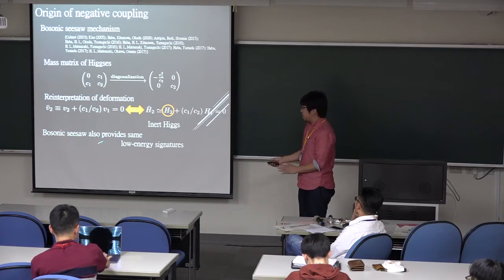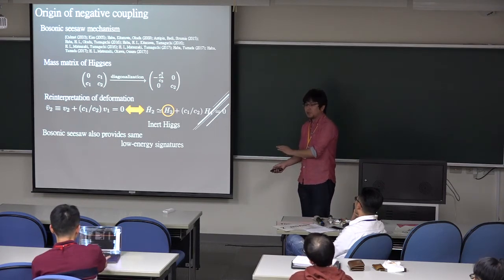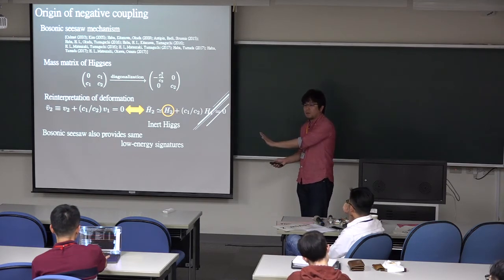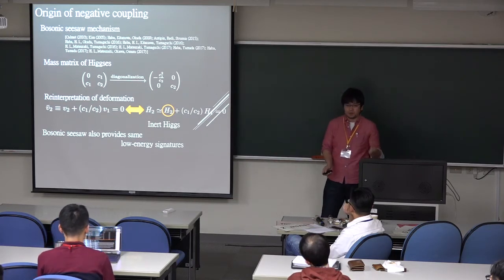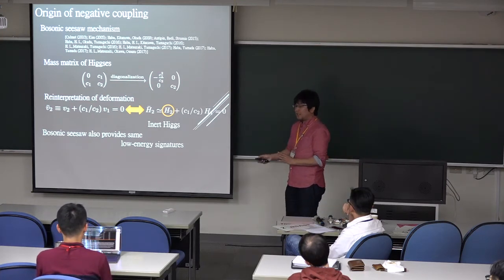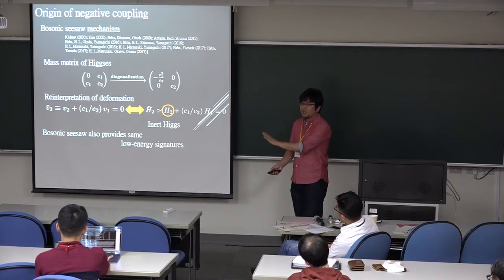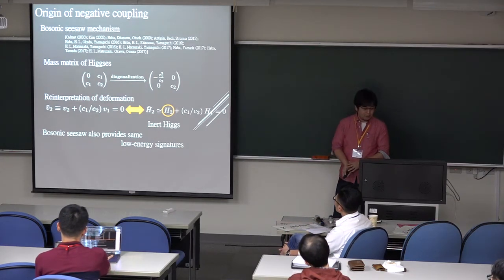In this sense, the bosonic seesaw mechanism also provides the same low energy signatures, because we are now looking along the conformal direction, so we should have a light enough dilaton, which can contribute to the dilepton production or the Higgs production, or deviation of the triple Higgs coupling as well. So again, those kinds of collider signatures cannot be the discriminator of the models.